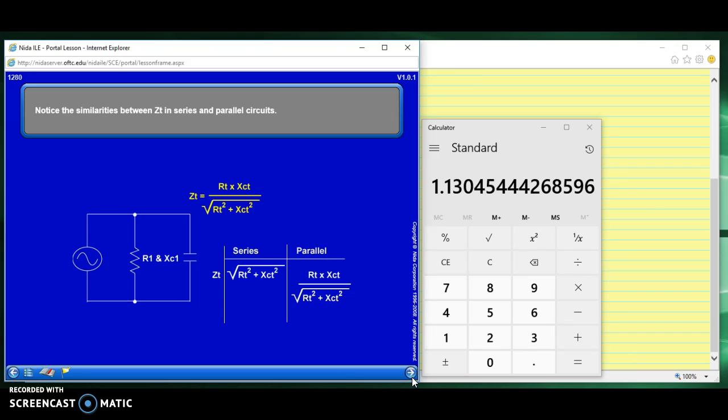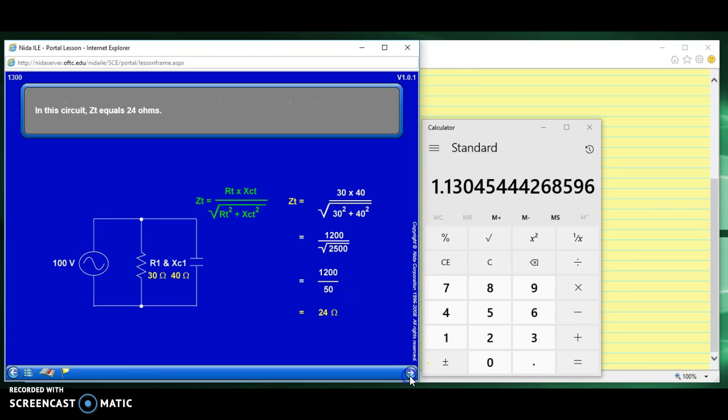So notice the similarities between ZT in series and ZT in parallel. So we do have a relationship. Series, it's the square root of those two squared and added together. But in parallel, we have the square root of those two added together after they're squared, divided into the product of those. So a little bit different formula. Taking the square root of the sum of the squared values accounts for the 90 degrees phase difference here.